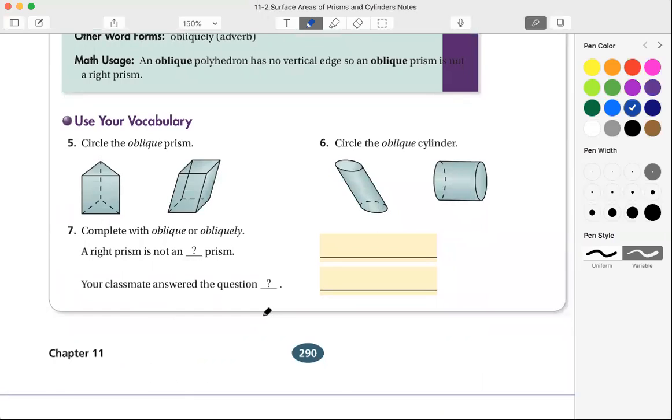All right, circle the oblique prism. This is the oblique prism. Circle the oblique cylinder. This is the oblique cylinder. A right prism is not an oblique prism. Your classmate answered the question obliquely.